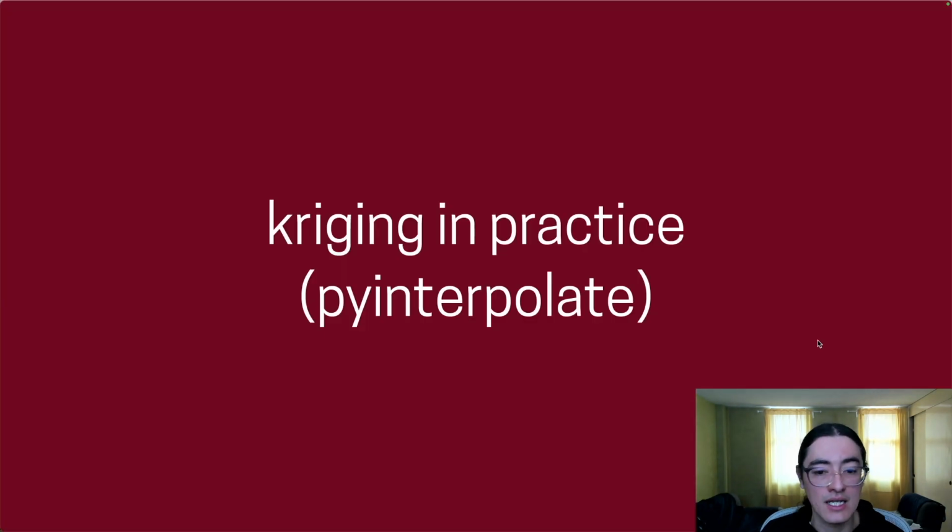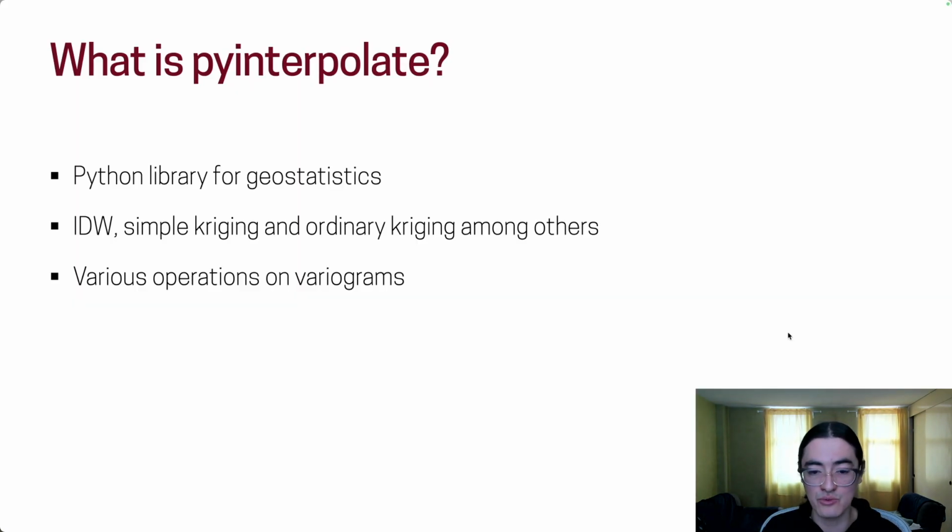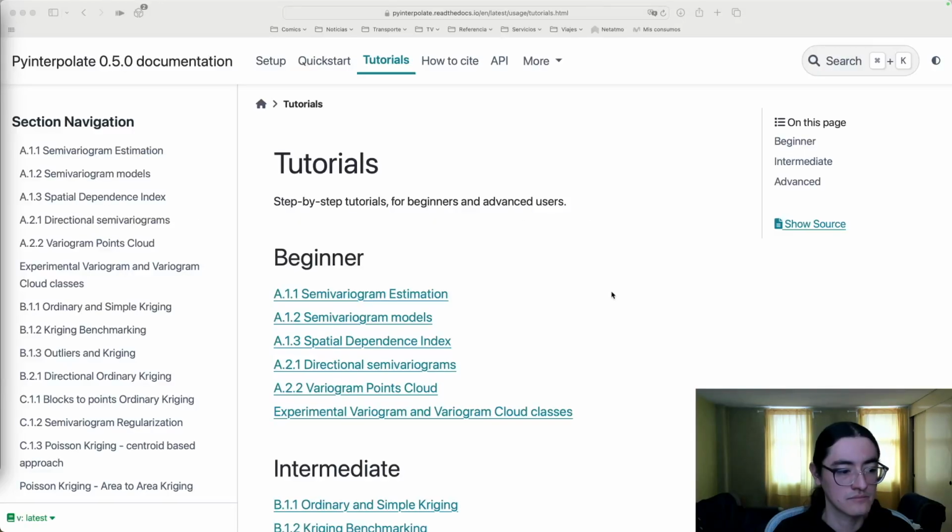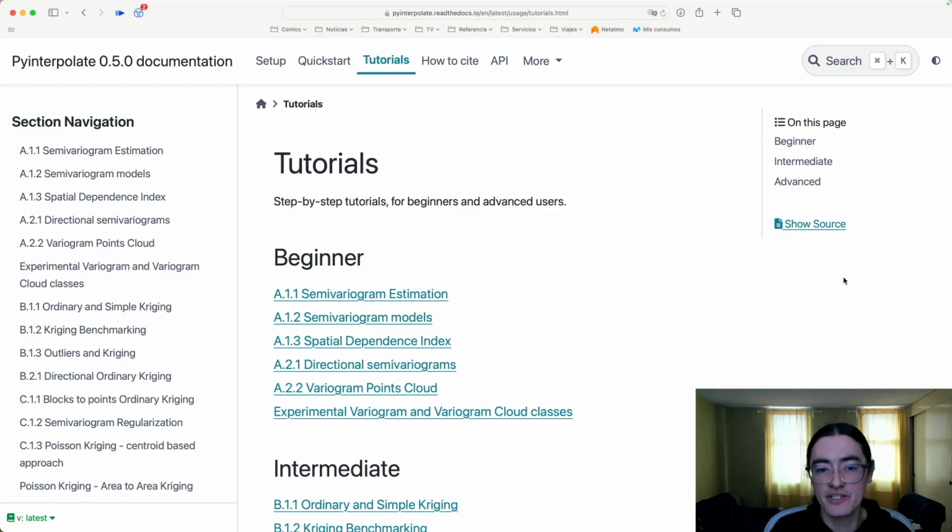So let's talk a bit about kriging in practice and how we can use PyInterpolate, this Python library, to do kriging. So PyInterpolate is a Python library for geostatistics focused on interpolation and kriging, but it also implements IDW, among other things. It can allow you to easily plot a variogram and to do various operations on it. We will not cover it in this lesson, but you can do regularization of the variogram, you can compute directional variograms, you can compute many things. And PyInterpolate can help you to do that.